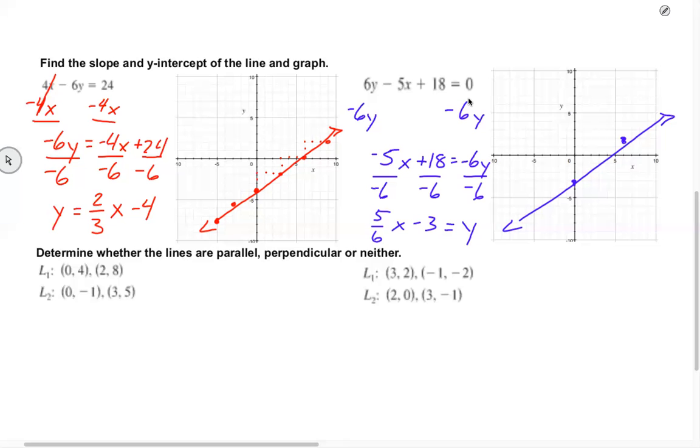And to determine whether the lines are parallel, perpendicular, or neither, Justin, we just need to find the slope. Okay? So L1 is going to be red. L2 is going to be green. So L1, m equals, I've done this so many times at this point, I can do 8 minus 4 over 2 minus 0. 8 minus 4 is 4. 2 minus 0 is 2. That's 2.